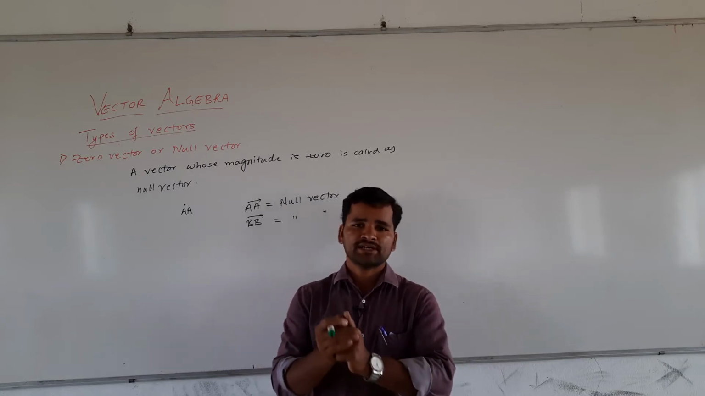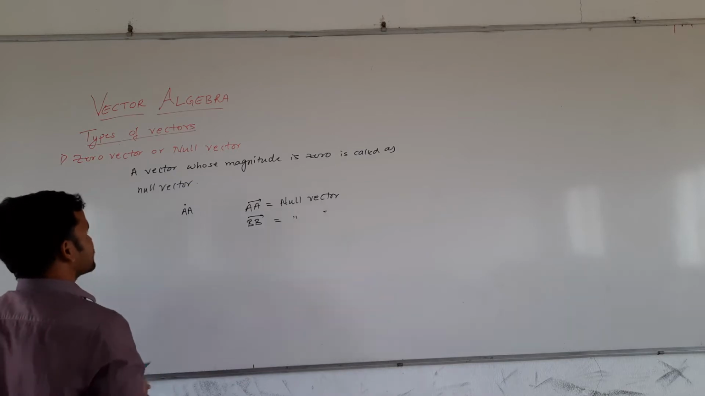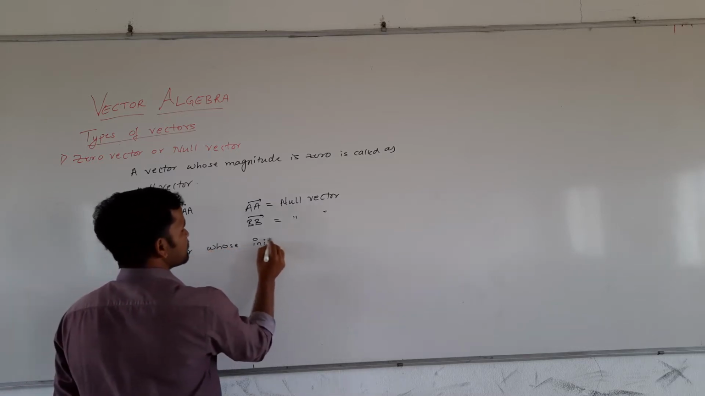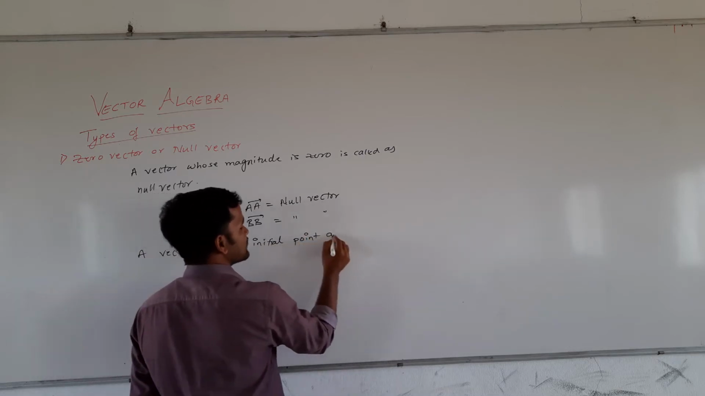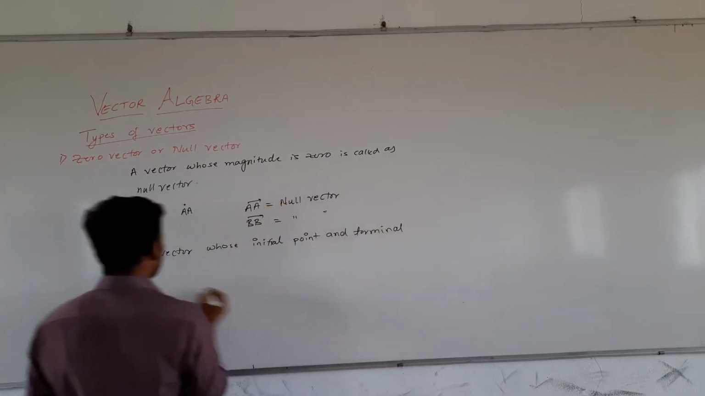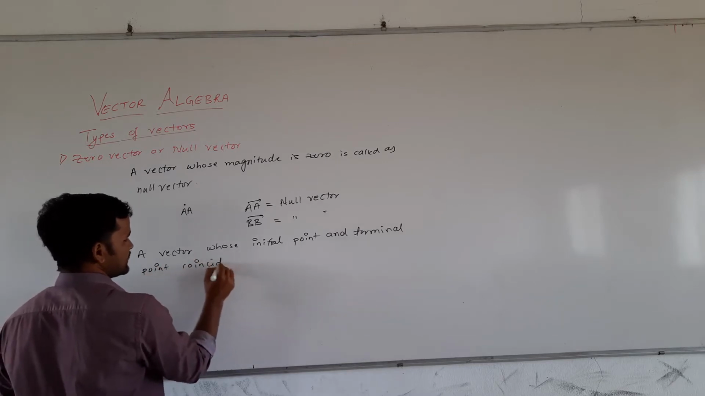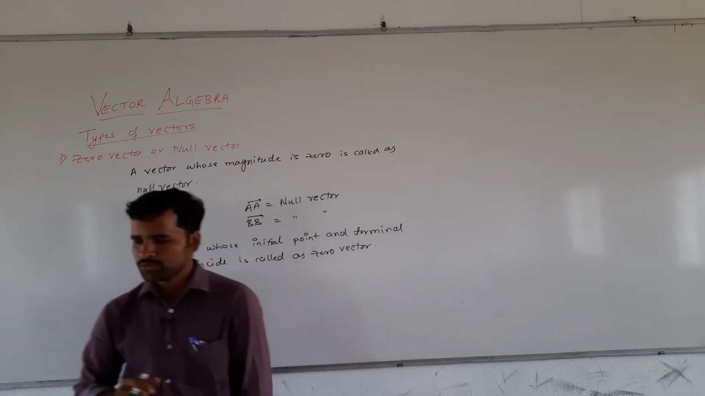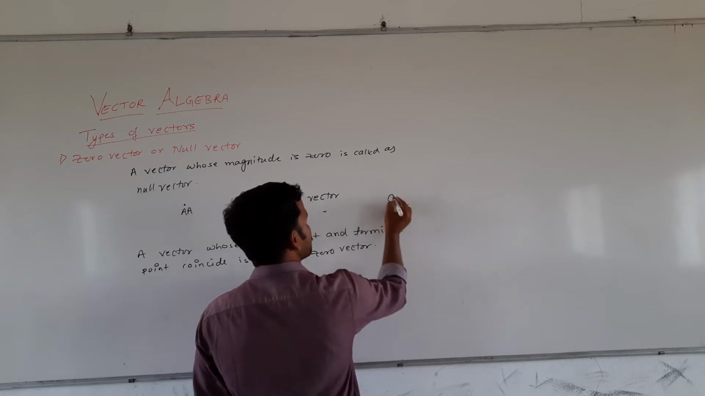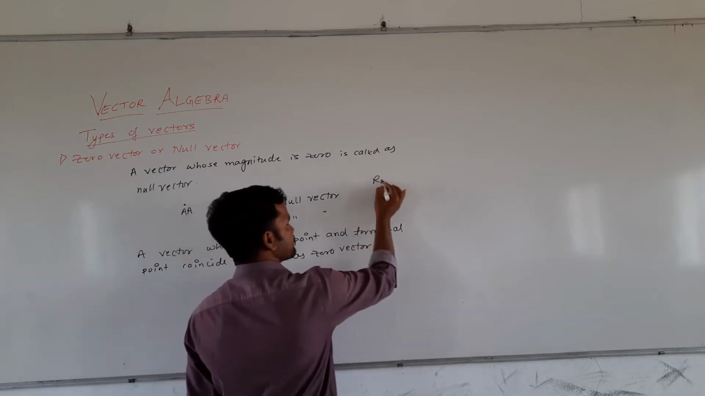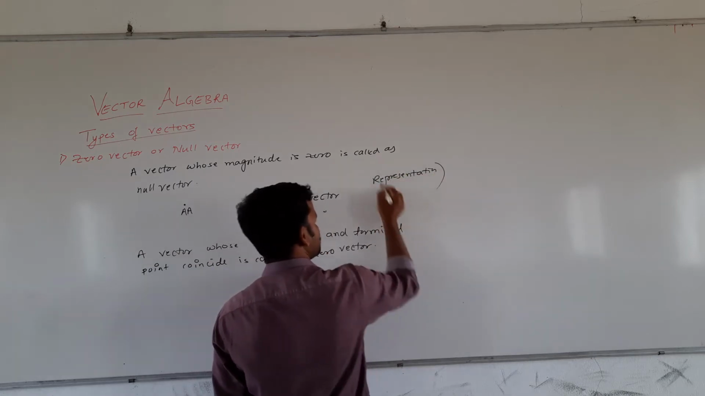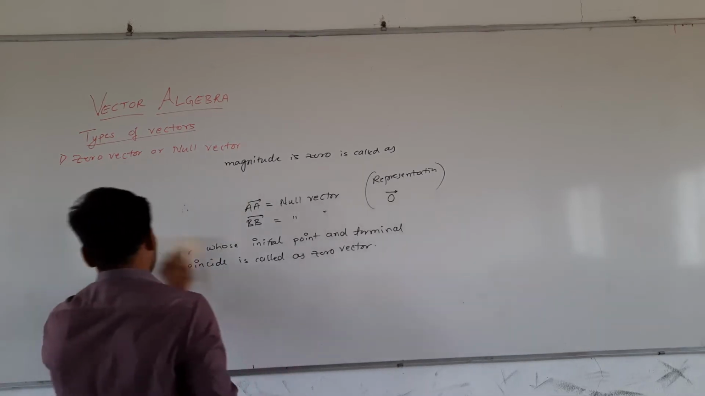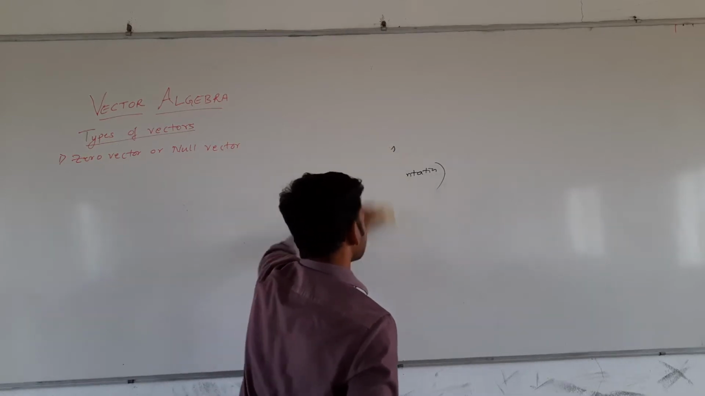Using this concept, we can write another definition for a zero vector or null vector. That is, a vector whose initial point and terminal point coincide is called a zero vector or a null vector. That's all about it. How will you represent it? We will represent it as a zero vector, like this. Magnitude is zero, direction is not defined. This is about the first type of vectors, that is the null vector or zero vector.